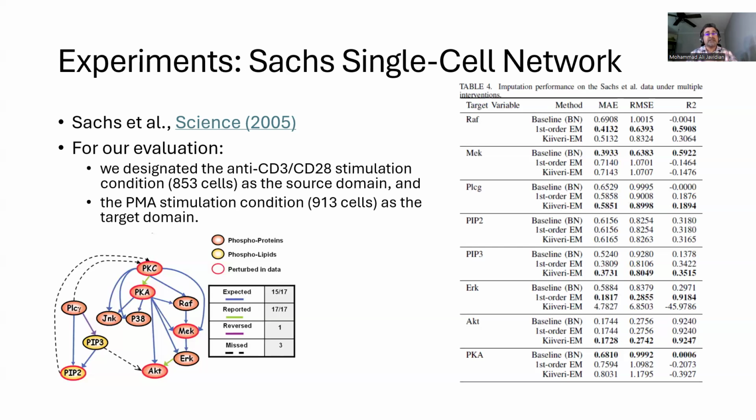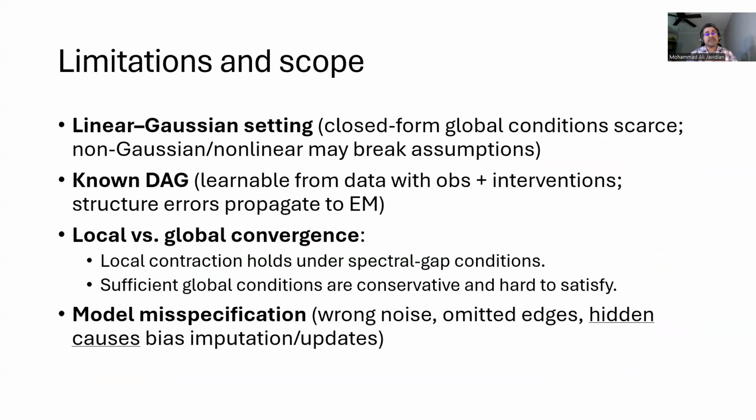I will close with the limitations and scope of the current framework. In this framework, we assume linear Gaussian models and a known shared DAG. Also, closed-form global conditions are rare, and sufficient global convergence conditions are very conservative. Hidden confounding and misspecification can hurt.